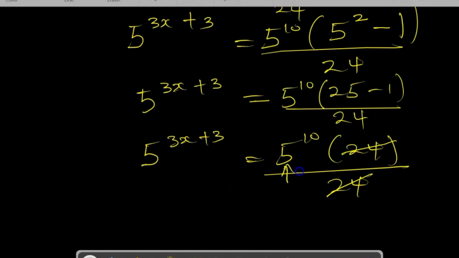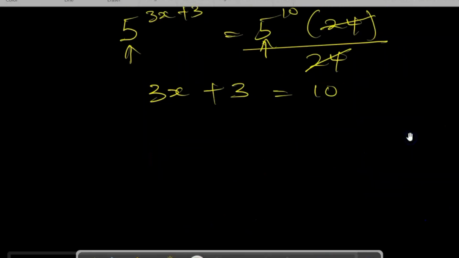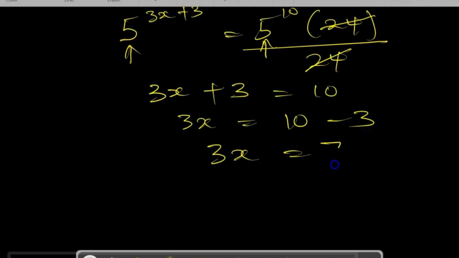So looking at this and this, their bases are the same. Therefore, their powers are bound to be the same. So 3x plus 3 is equal to 10. Now, 3x will be equal to 10 minus 3. So 3x is equal to 7. X will be 7 over 3.